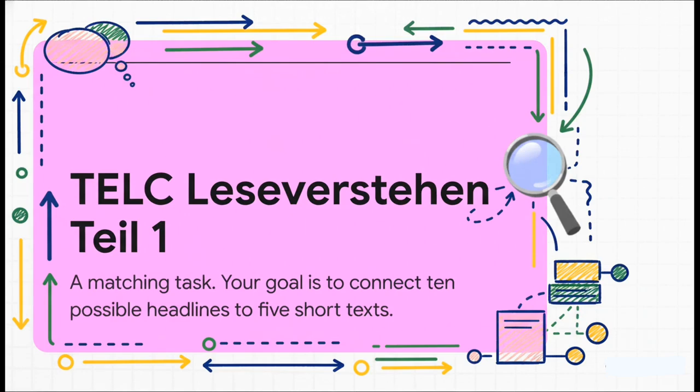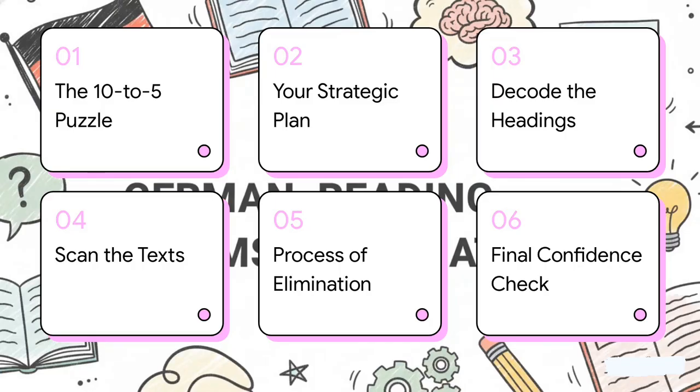Because at its core, that's all this is. It's a matching task. Let's just strip away all the exam pressure for a second. Your only job here is to connect the right headline to the right text. That's it. Nothing more complicated than that. And here's how we're going to get you there. We'll start by really understanding the puzzle. Then I'll walk you through our 4-step strategic plan. We're going to cover everything from decoding the headings to doing a final confidence check. Trust me, there's a clear path here.